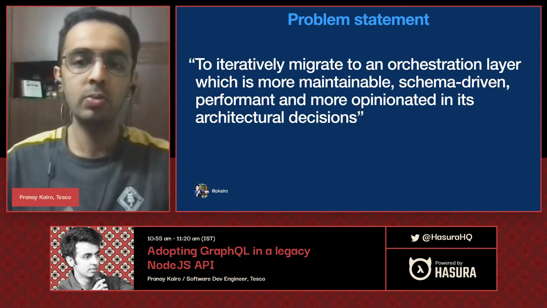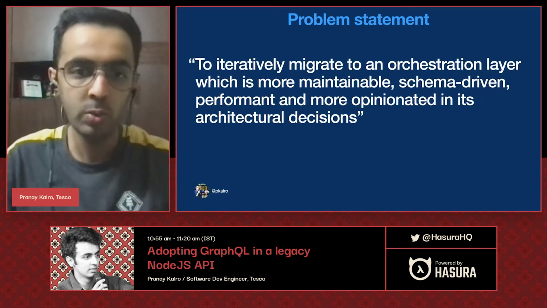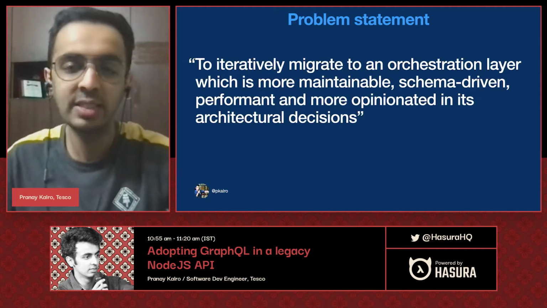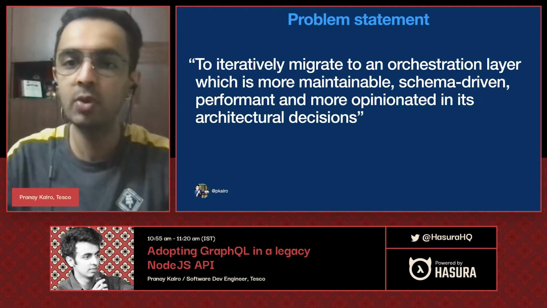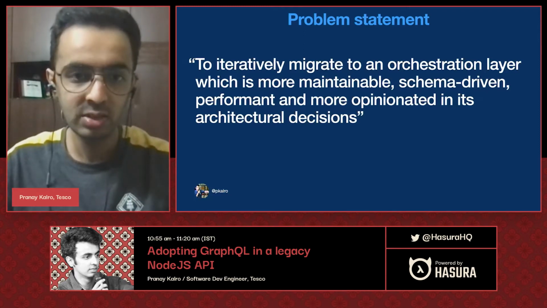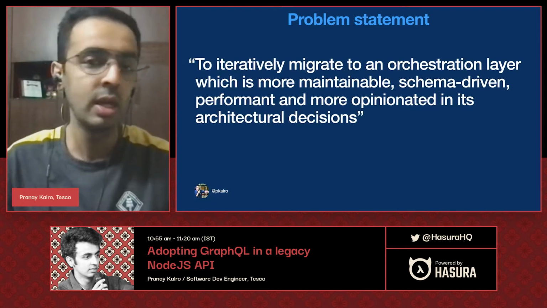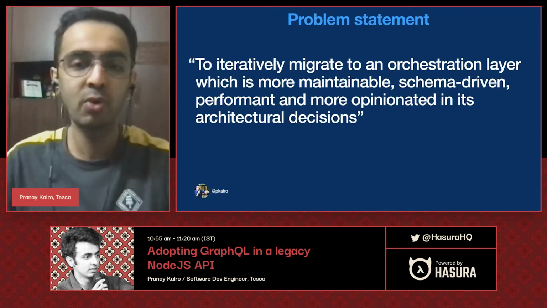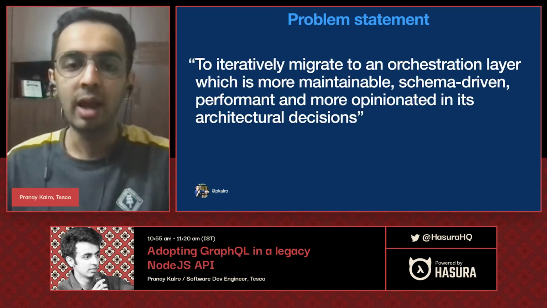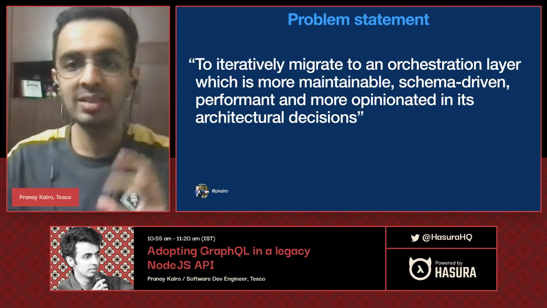The general problem statement that we wanted to solve was to iteratively migrate to an orchestration layer. I'll explain why we've called it the orchestration layer, which is more maintainable, schema driven, performant, and more opinionated in its architectural decisions. This is the condensed form of all the problems that we wanted to solve with our new GraphQL API, if I can call it that.